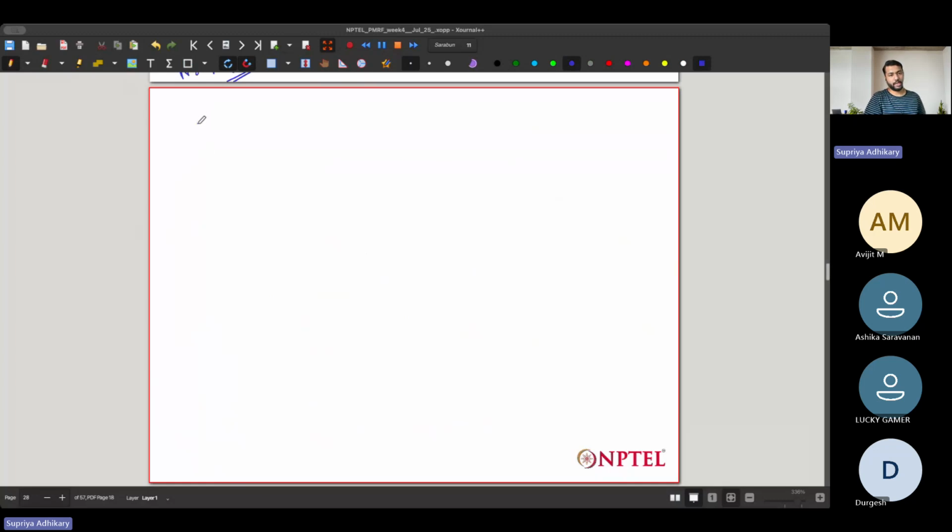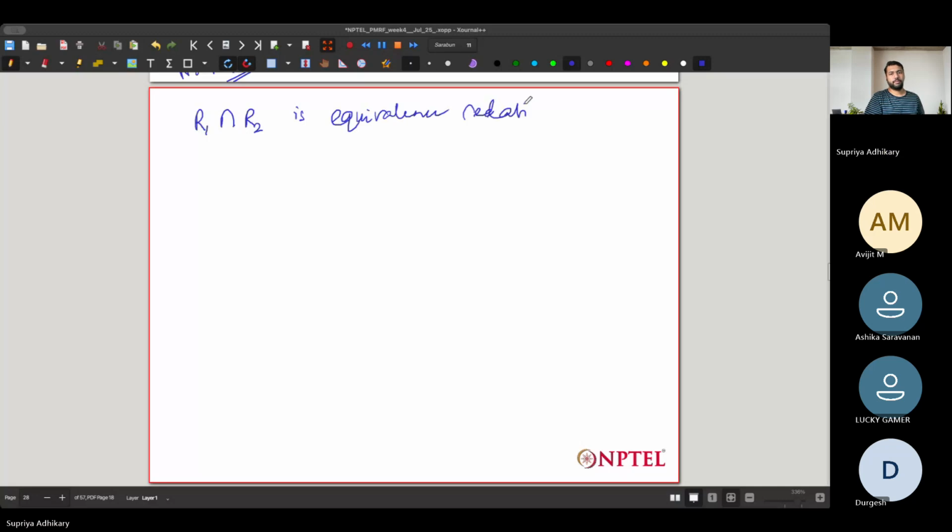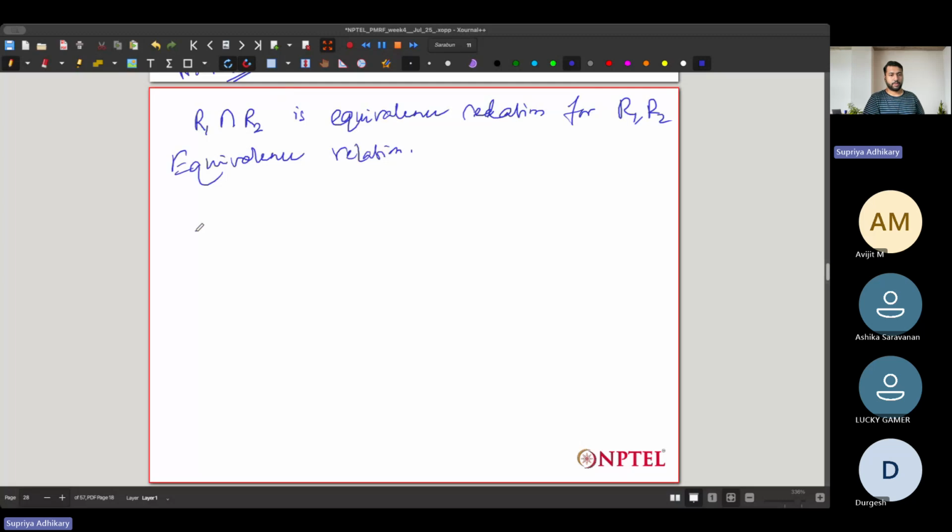So now we have to prove that R1 intersection R2 is an equivalence relation for R1, R2 equivalence relations. So we have to prove three properties. First is reflexive. Second is symmetric. And third is transitive.